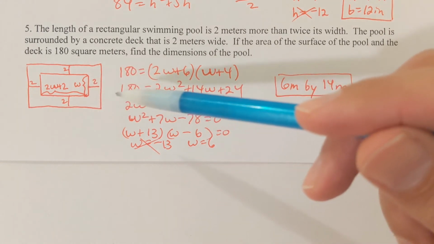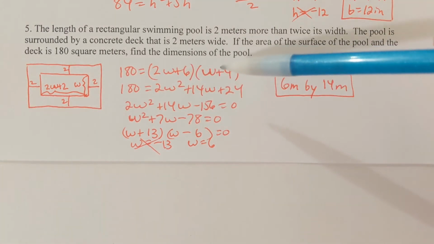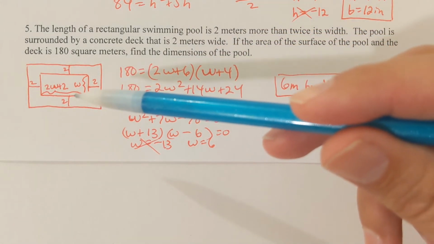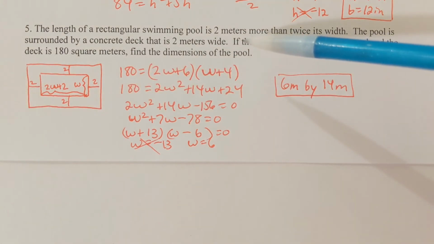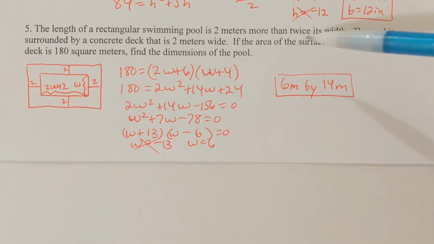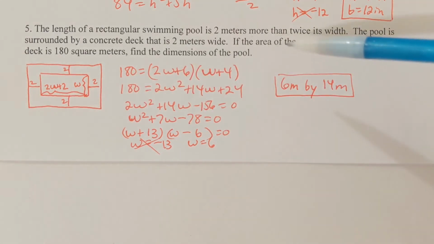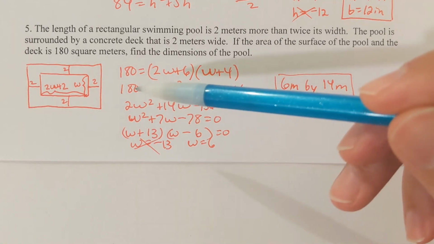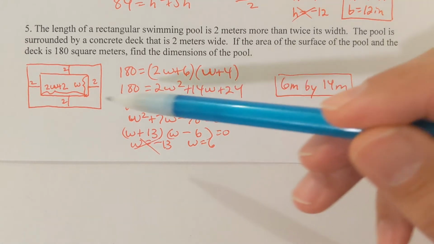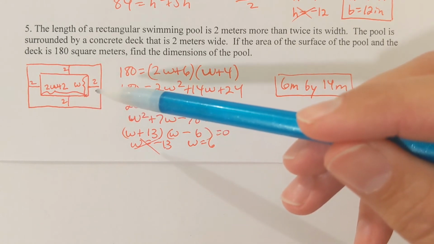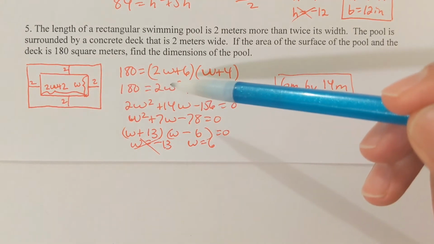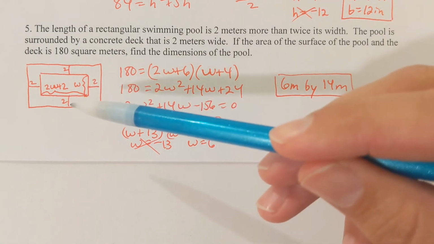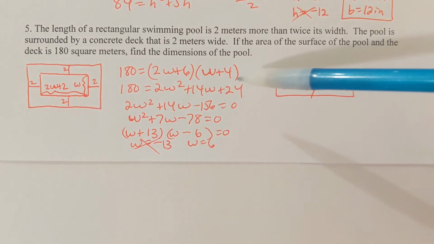on throughout. The area equals length times width. Now the width is W. The length is 2W plus 2, 2 meters more than twice the width. Okay, so the length with the deck is 2W plus 2 plus 2 plus 2, 2W plus 6. And the width is W plus 2 plus 2, W plus 4.